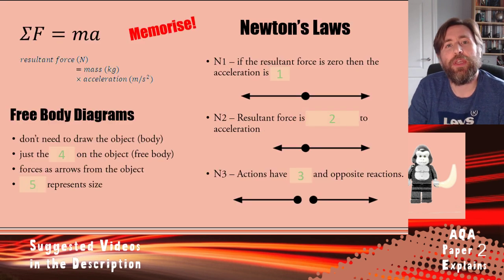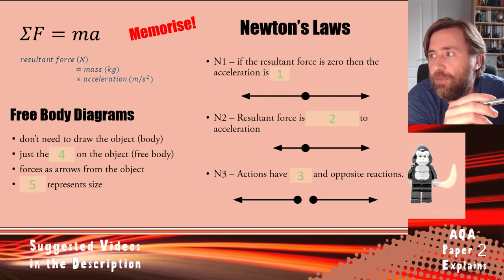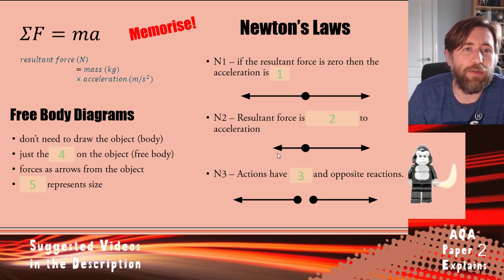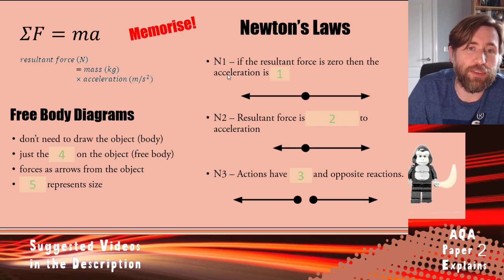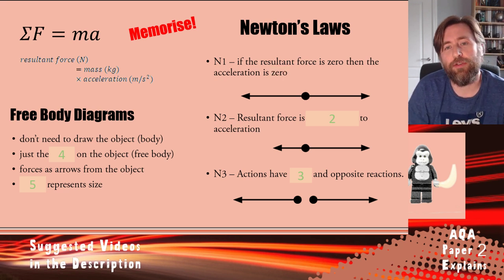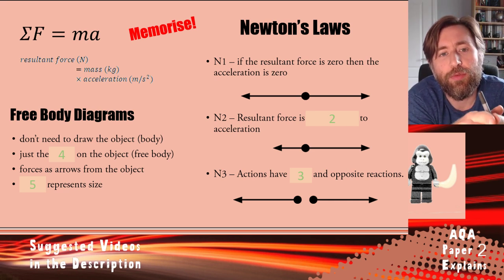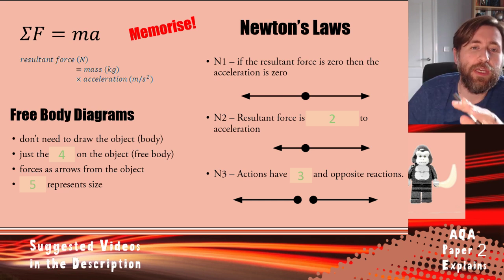Right, let's be moving on. So this is Newton's laws on this slide here, and the first two laws are really quite similar, which are about resultant forces and acceleration. So first law, Newton's one, N1, if the resultant force is zero, so if the forces are balanced, then the acceleration is zero. Not that it won't move, but that it will stay doing whatever motion it was doing. No change in speed or direction, no acceleration.